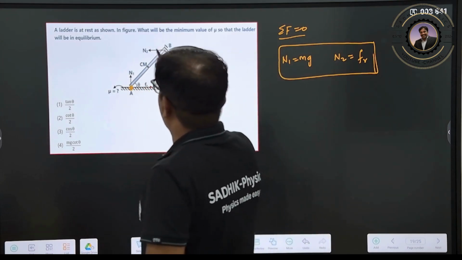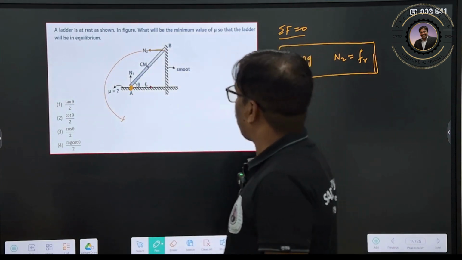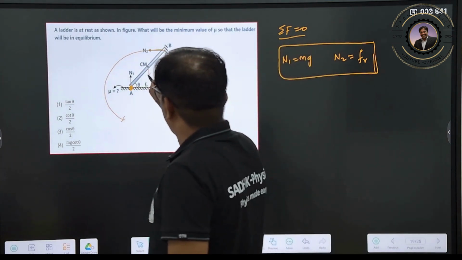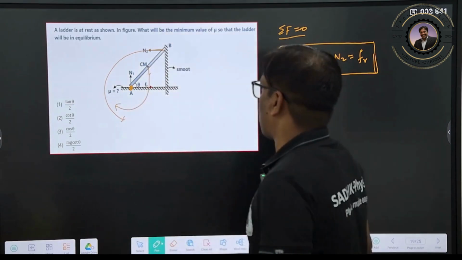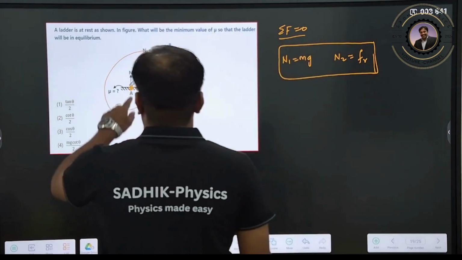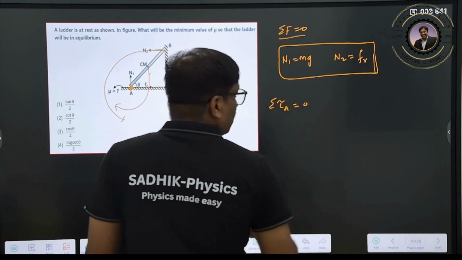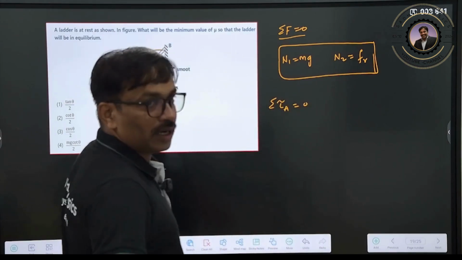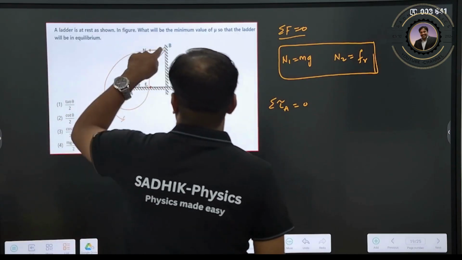Which one will create the torque? This N2 will create the torque, clear? And also this mg is there, it will create the torque here, clear? So we will calculate the torques at this point. So torque at A, right? Total torque at A should be equal to 0 because it should not create any external torque here.